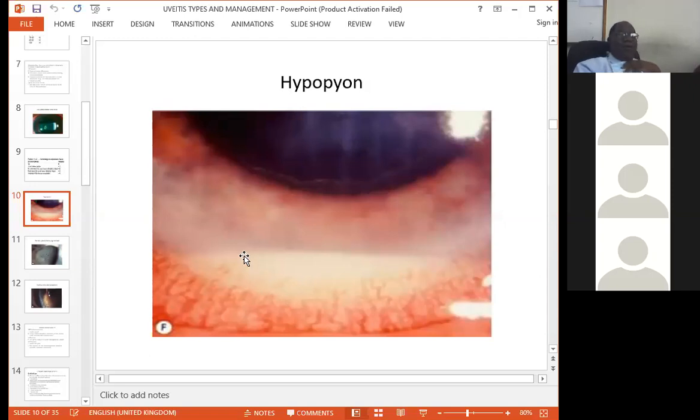This fluid level is inflammatory cells because of the inflammation occurring there. It settles down in there as a hypopyon. It's a sign of presence of inflammation anteriorly. Okay, so this fluid level, straightforward hypopyon.